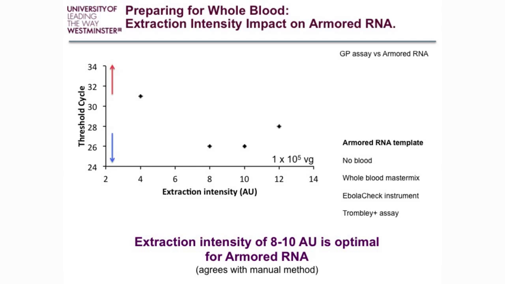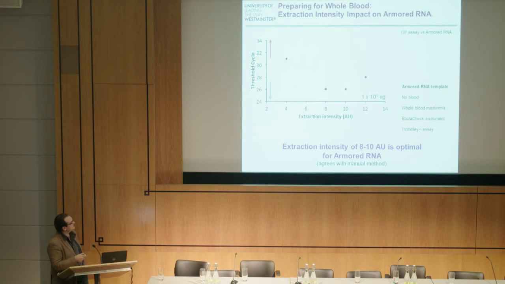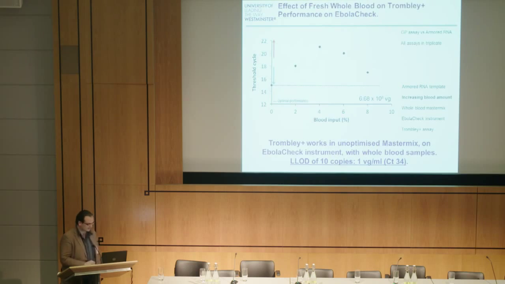So here's again your extraction intensity axis. Remember that magic number of 10 extraction intensity units. Here's your threshold cycle. The lower the number, the better. You can see we've got agreement with the automated system that took how much, Kavit? 2 minutes? Something like that. So a lot faster, a lot better. Clearly the optimal range for armored RNA is around 8 to 10 intensity. And that basically is for a phage, which is a really tough particle. These things are tough as nails.